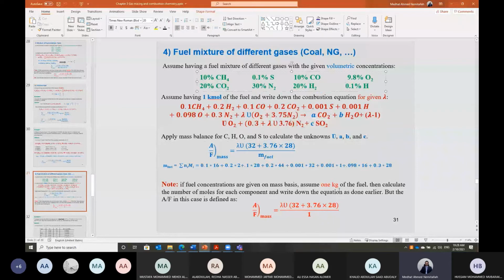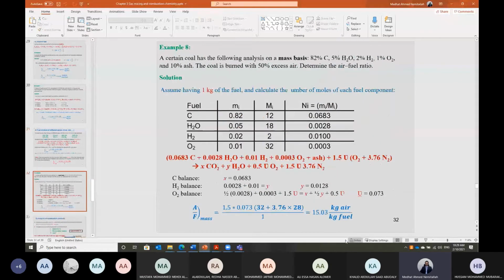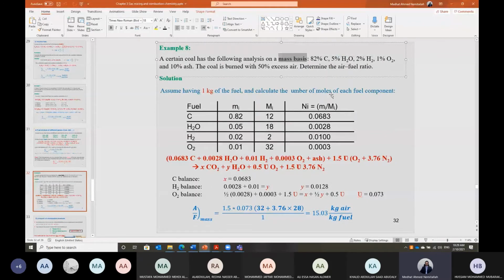This is if it is the volumetric concentration. If the mass concentrations are given, it will be the same as we said. I will assume 1 kilogram of the fuel, and in this case I will divide the mass by the molecular weight for each fuel, and I will calculate the number of moles of each fuel. Then we can calculate the air to fuel ratio, but the mass of fuel in this case should be 1.